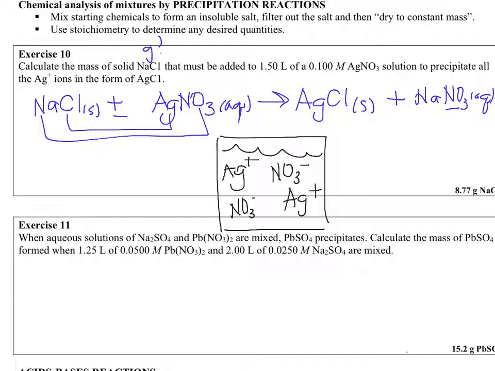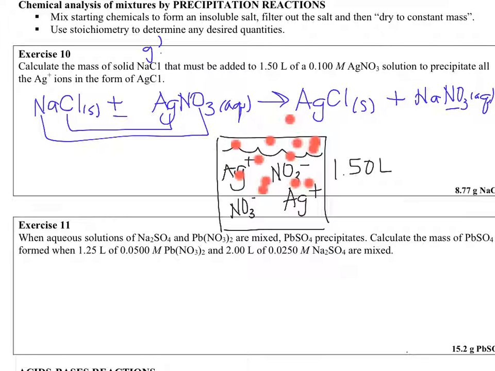So let's talk about our picture. Here's my container. It is 1.50 liters in volume, and it contains a 0.1 molar solution of the silver nitrate. So if it's a solution, it exists as ions. So I have silver ions and nitrate ions floating around in solution. Then we need to add this mass of solid sodium chloride. So when I add the sodium chloride, it's a solid, so they're going to look like these big dots. There's my sodium chloride as a solid.